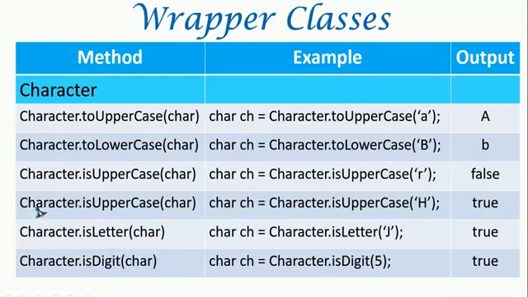If we need to convert a small letter into a capital letter, then we may use Character.toUpperCase of that character. So here, for example, I have given small a. This will be converted into capital A. Same like that, Character.toLowerCase of that character. So that is being converted into lowercase. The output of these two functions is char type, but all others are boolean type.